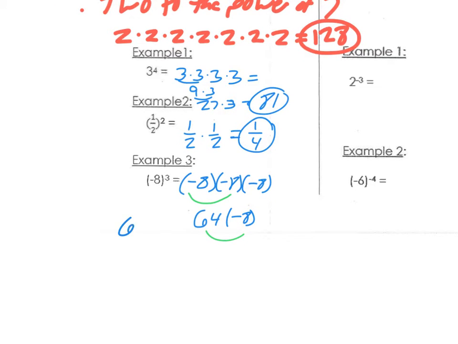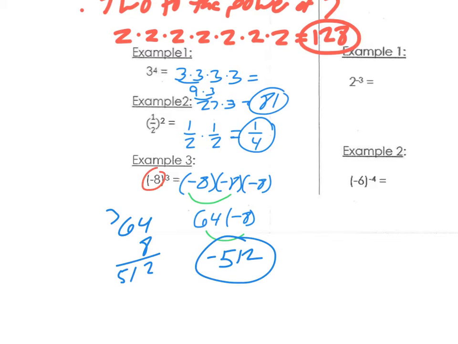I'm going to have to pull this one off to the side here for a second and multiply. If I do 8 times 64, I'm getting 512. And it's going to be negative because, again, I multiplied by that third negative. So negative 512. When you are dealing with negative numbers that are the base, the answer could be positive or negative depending on the exponent.